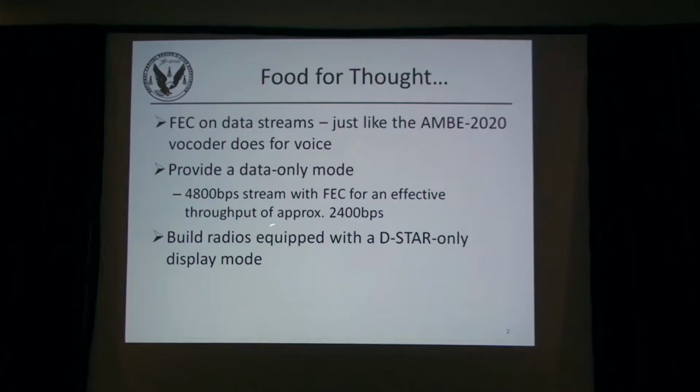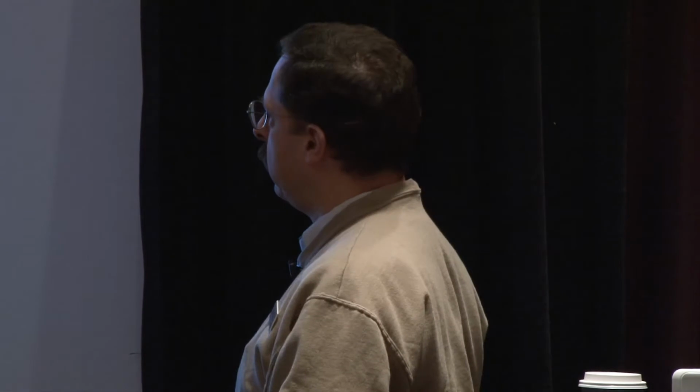So I figure if you just do rate 1/2 encoding, you're talking about an effective throughput of around 2,400 bits per second. The advantage is that now we're using forward error correction, so you're going to get better reliability in your links.